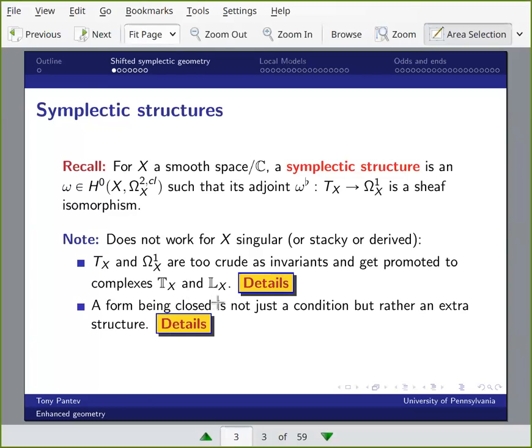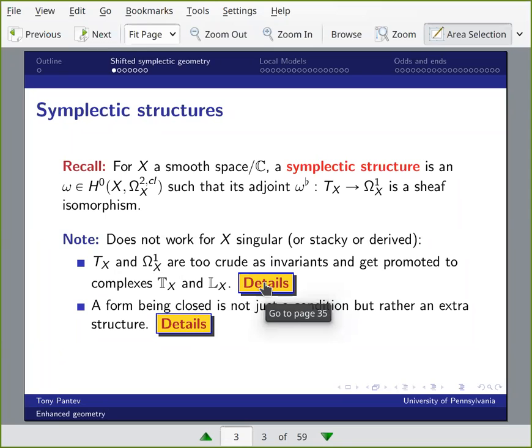Because one forms already are like elements in a complex, so they're chains in a complex. And what it means for a form to be closed, either a one form or a higher degree form, would be something about having boundaries in that complex, which is intrinsic. It has nothing to do with the derived differential. So both of those actually affect your notion of a symplectic structure, and I'm going to try to explain how.